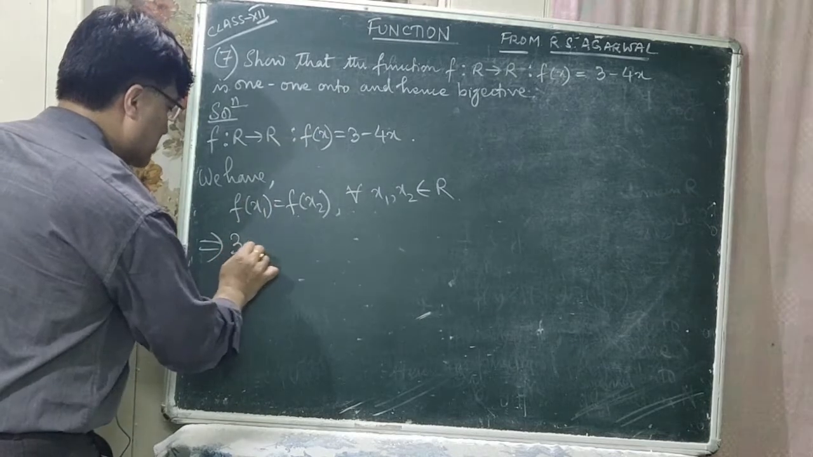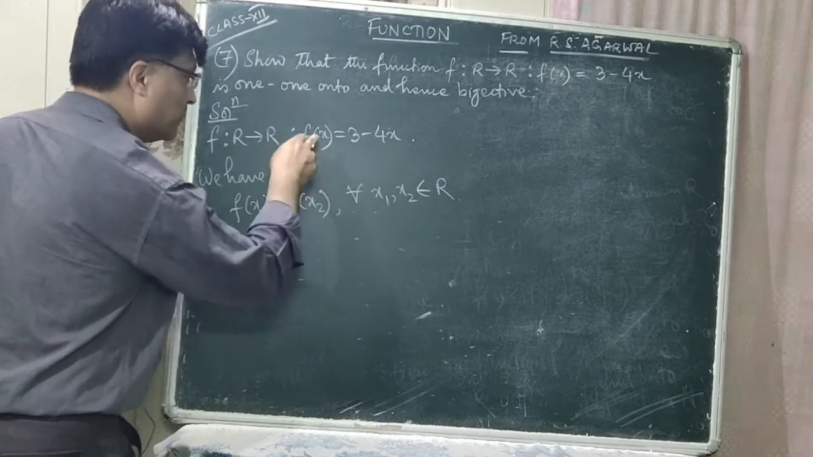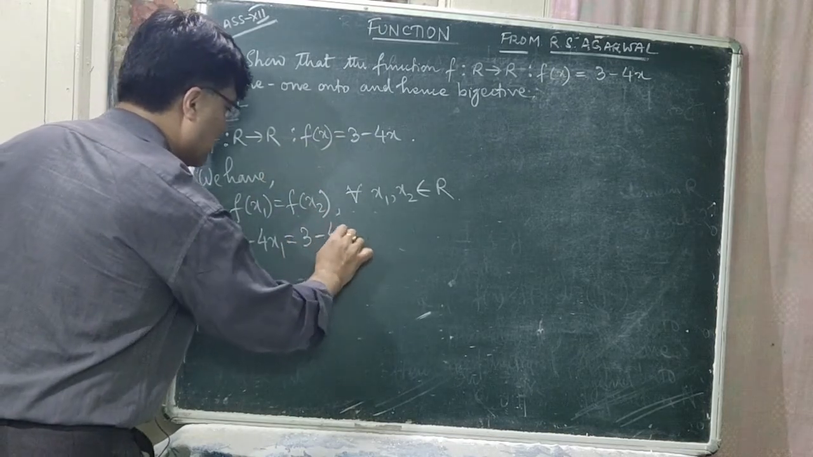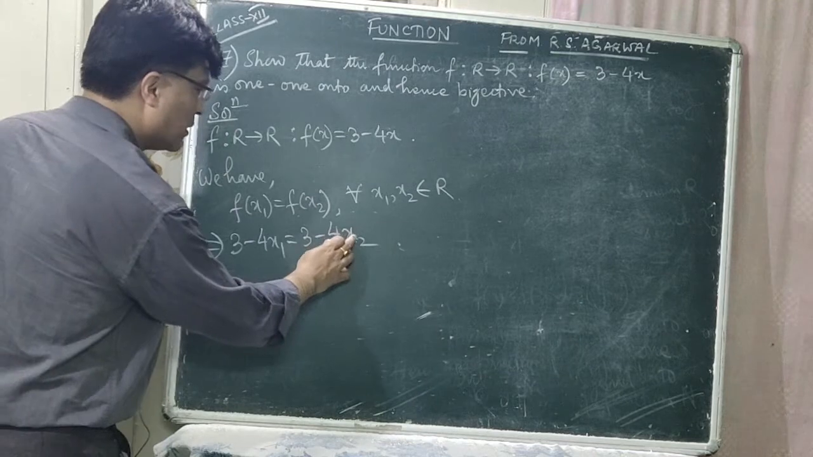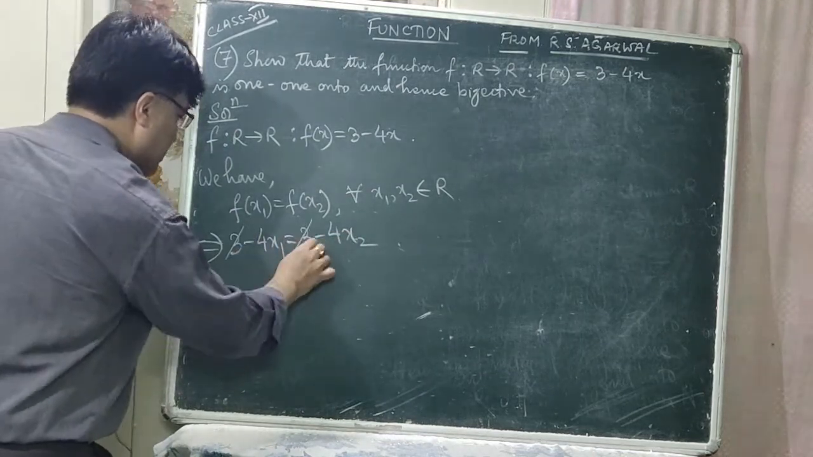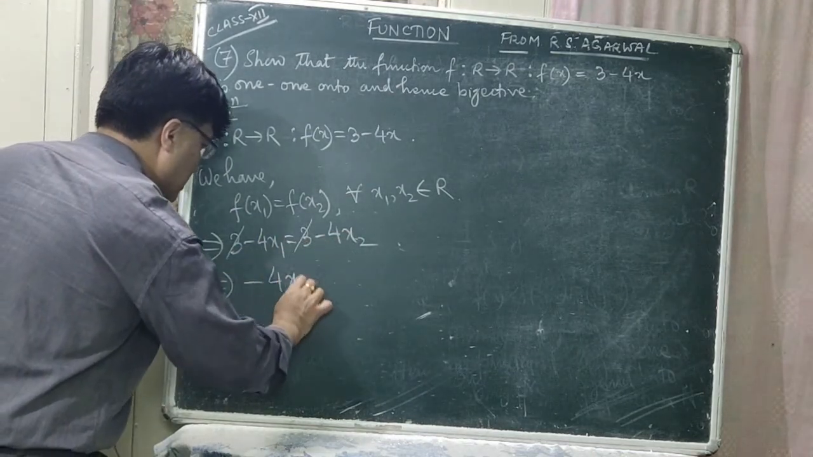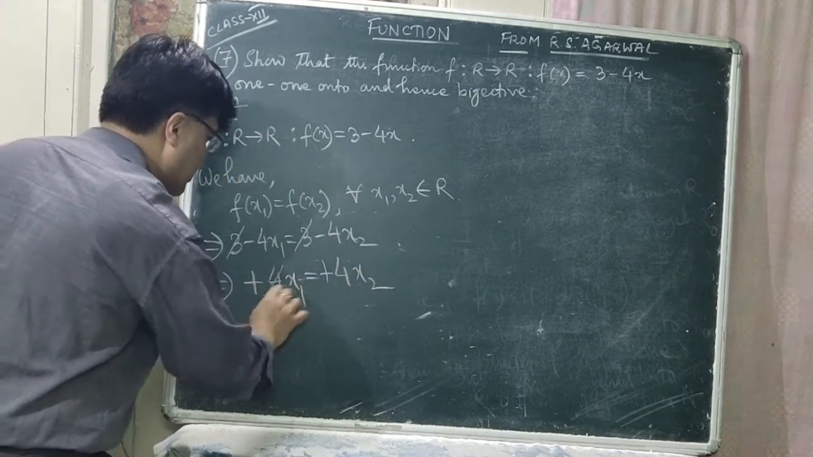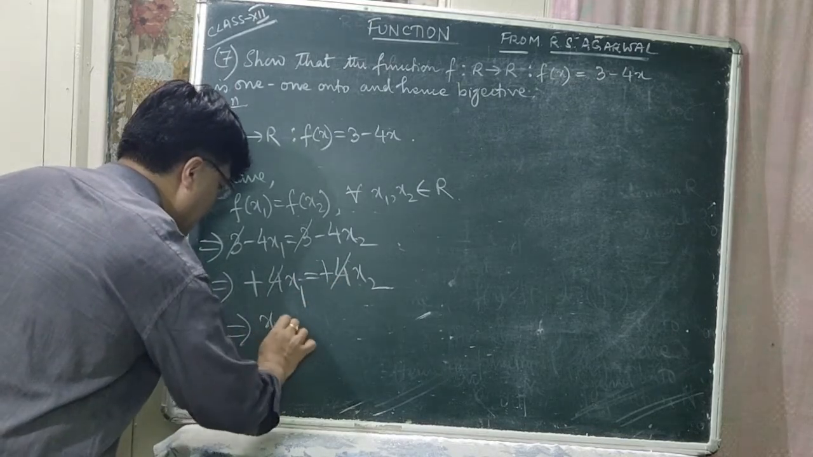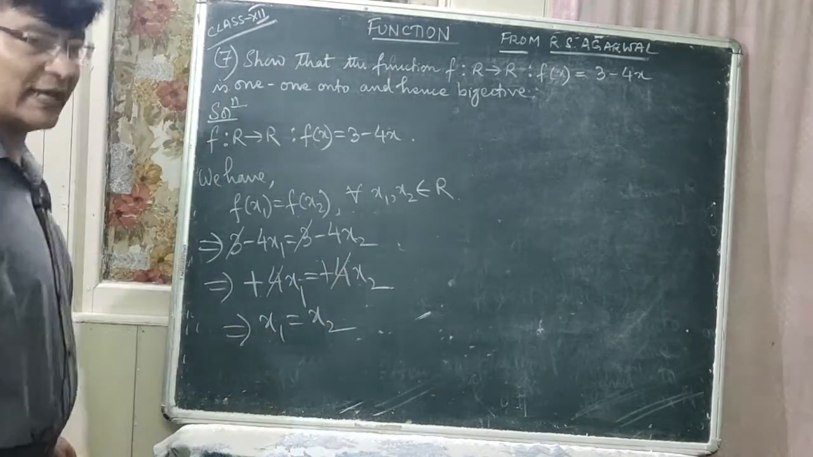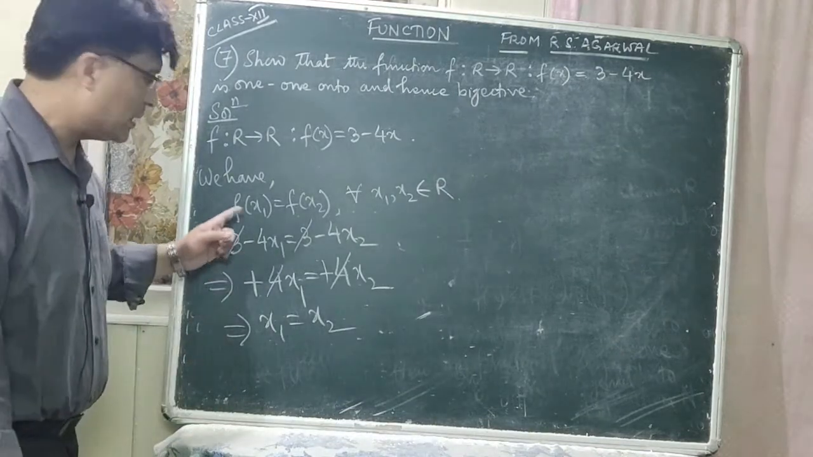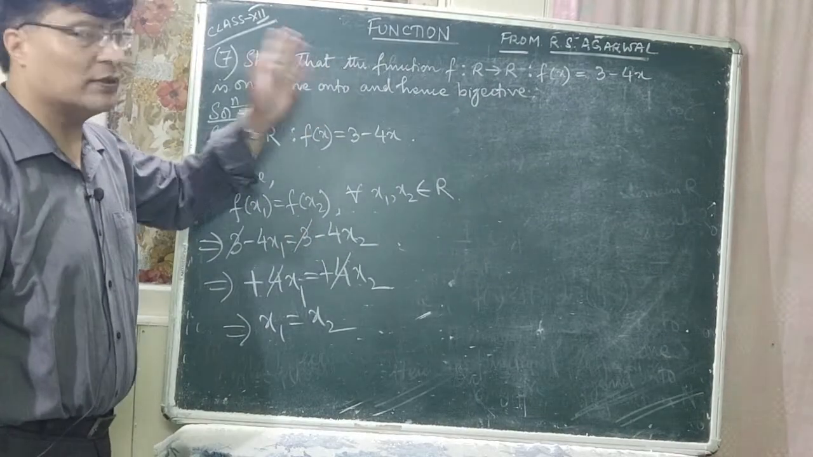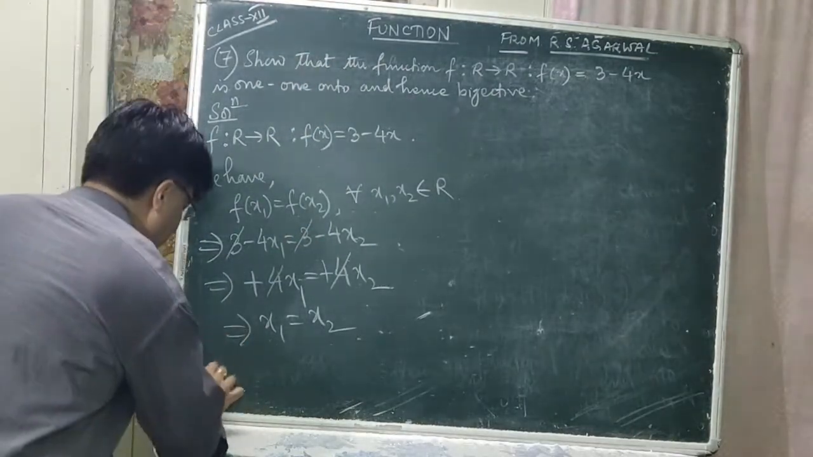So what do we get? It is 3 minus 4x1 is equal to, now instead of x you put x2, so this will be 3 minus 4x2. So I think you have understood it. So here 3 gets cancelled, which implies that minus 4x1 is equal to minus 4x2. Here also minus gets cancelled, 4 gets cancelled, which implies that x1 is equal to x2. So we have proved that if f of x1 is equal to f of x2, then x1 is equal to x2. That means the function f is a one-one function.